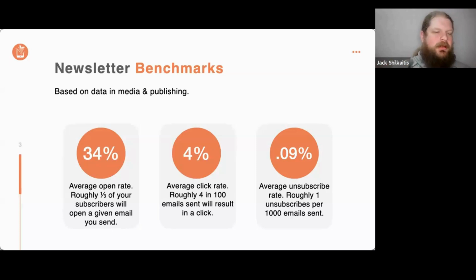Your open rate and your click rate matter more, in my opinion, than the unsubscribe rate, as long as it's not an obscene number, right? As long as we're not talking about like a 1% or something like that, or even like a 0.5, then there's probably something going on. There are some issues going on, right? But if it's a little bit higher than 0.09, I wouldn't be too worried. Again, it depends on the source.